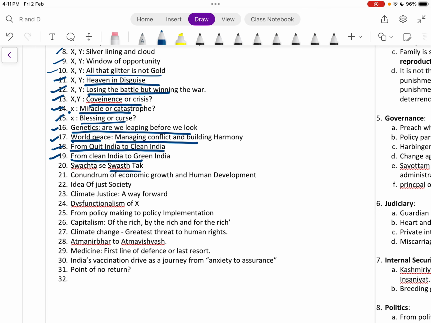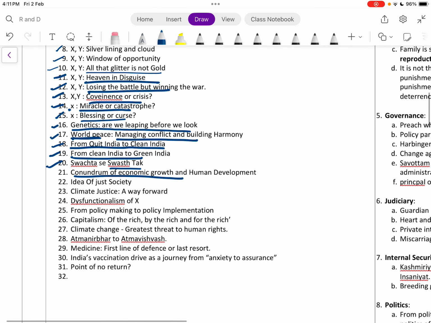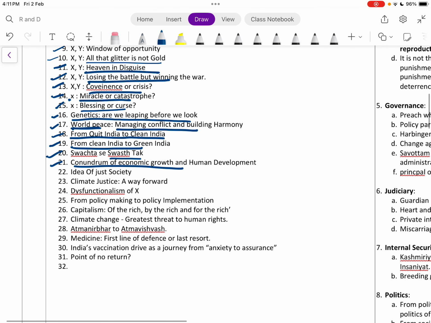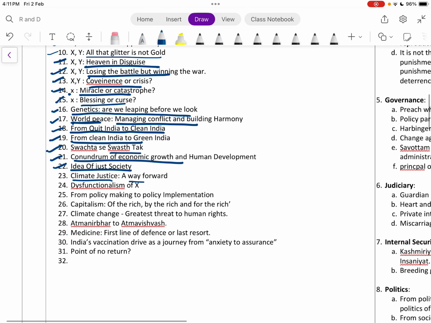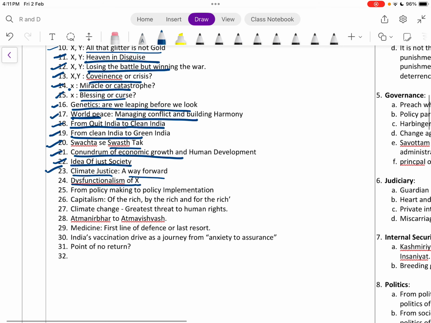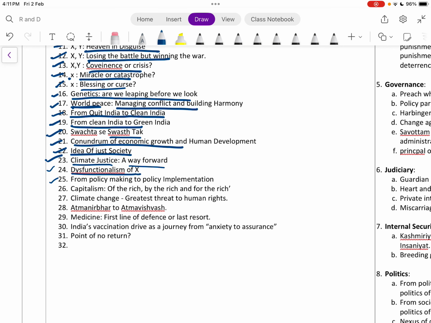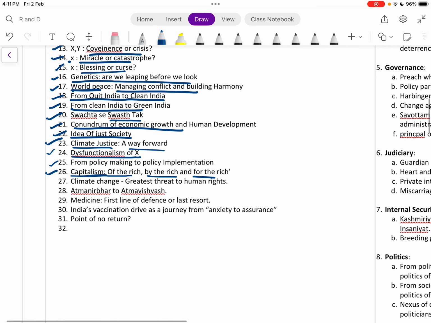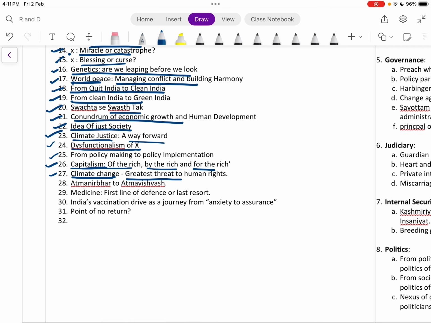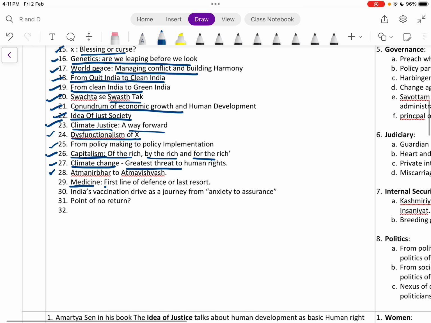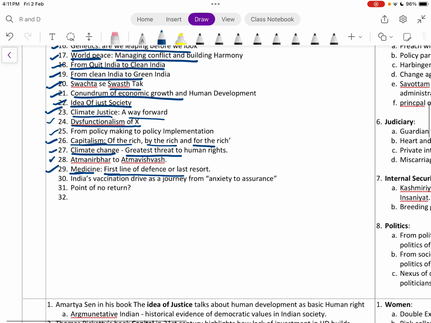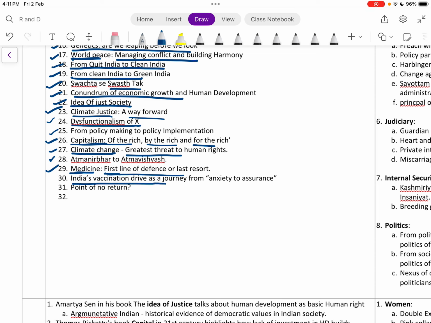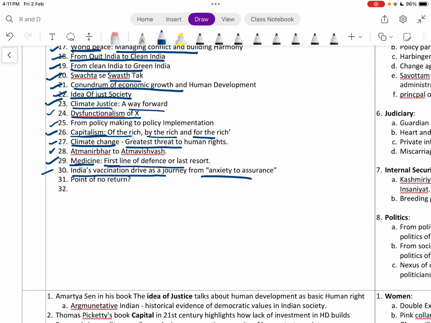स्वच्छता से स्वस्थ तक. Conundrum of economic growth and human development. The idea of justice. Climate justice: a way forward. Dysfunctionalism of X. From policy making to policy implementation. Capitalism of the rich, by the rich, and for the rich. Climate change: the greatest threat to human rights. Atmanirbhar to Atmavishwas. Medicines: first line of defense or a last resort. India's vaccination drive is a journey from anxiety to assurance. Point of no return, among others.